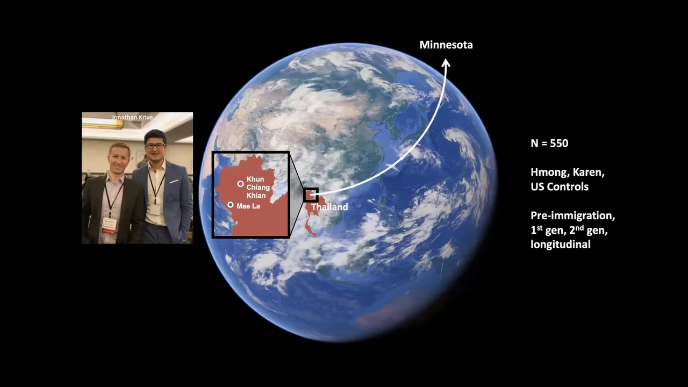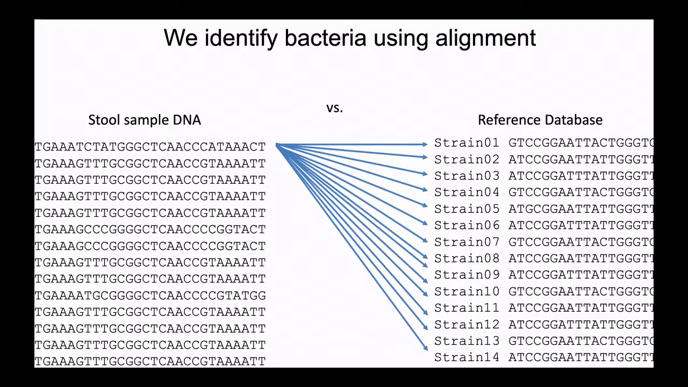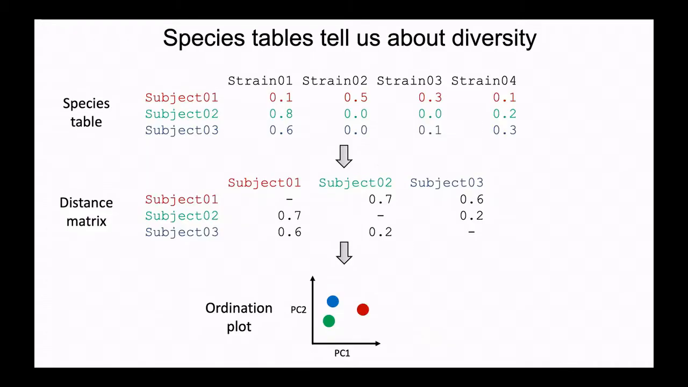And so we managed to get samples from all of these subjects, Hmong, Karen, US controls, and then we sequenced the DNA, and we aligned them to a reference database. And this is how we basically get our primary data product, which is a species table. And the species table can tell us a number of different things. So for every subject, we can say, how much of the microbiome comes from each bacterial strain or each bacterial species.